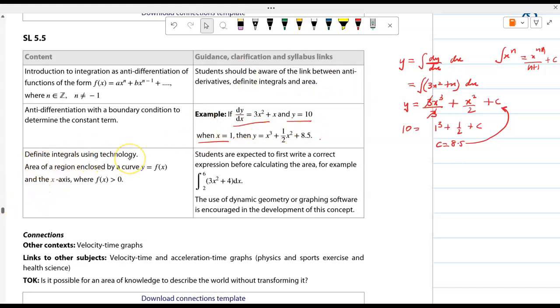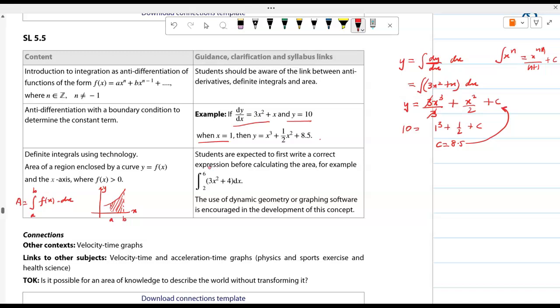Definite integral using technology. Area of the region enclosed by y equal to f(x) and the x-axis when f(x) is greater than 0. So basically, if you have a function which is greater than 0, let's say between a and b, then the area between the curve and the x-axis is the integral from a to b of the function, if f(x) is greater than 0.